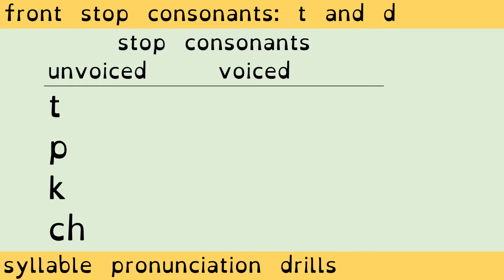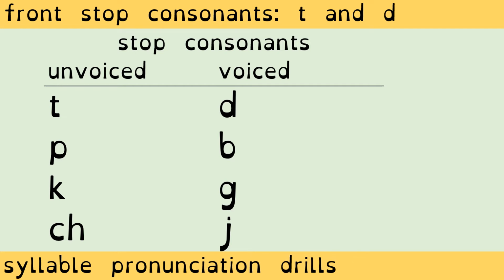Here is the question for you. What are the voiced versions of T, P, K, and CH? You already know that T and D are a pair. What about the others? Pause the video if you need a second or two. The voiced counterparts are D, B, G, and J.